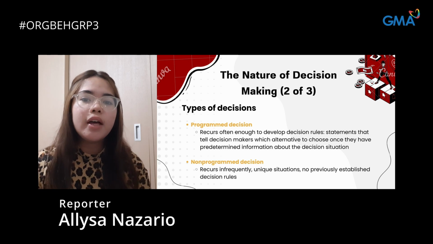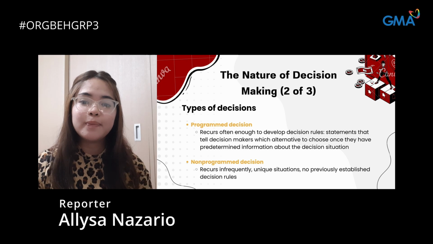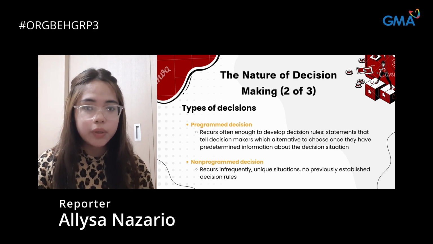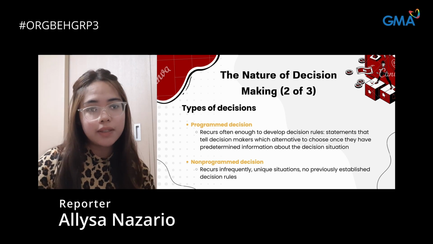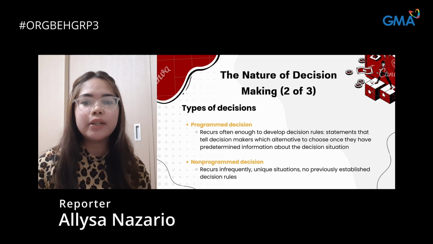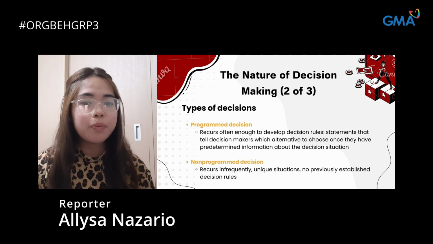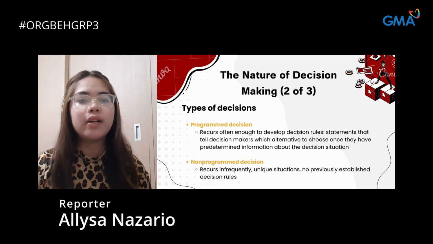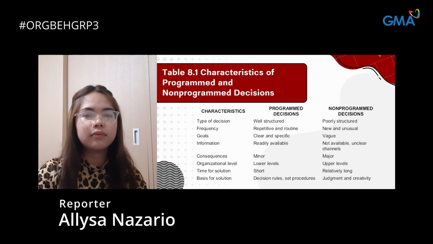So for example, a company might have a policy to reorder inventory when stock levels reach a certain threshold, while non-programmed decision recurs rarely, but in unique situations with no previously established decision rules. An example could be a company deciding whether to enter a new market or develop a new product line, as these decisions involve uncertainty and require strategic analyses.